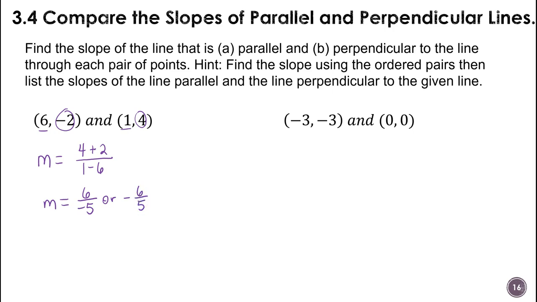Okay, so a parallel line would be a slope of negative 6/5, exactly the same. Perpendicular would be the opposite reciprocal. So we flip this over and make it a positive. So that would be the slopes of lines parallel and perpendicular to the given line with a slope of negative 6/5. Let's look at this next one.